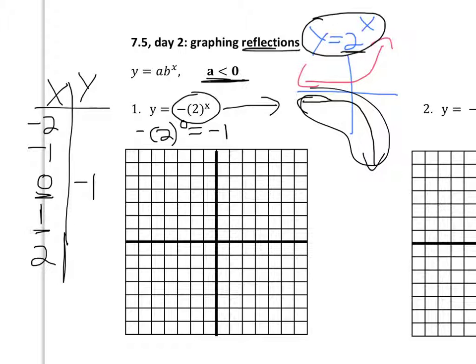If I put in a 1 for x, you're going to have the negative on the outside, and you raise 2 to the first. 2 to the first is 2, but again, that negative's just hanging there, so you get negative 2. Then I'm going to put 2 in for x. 2 squared is 4, the negative stays there, so it's negative 4.